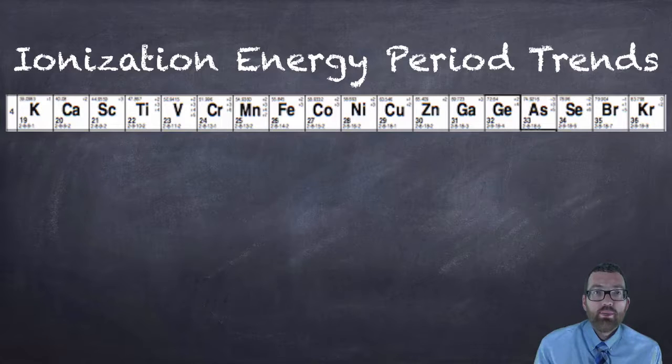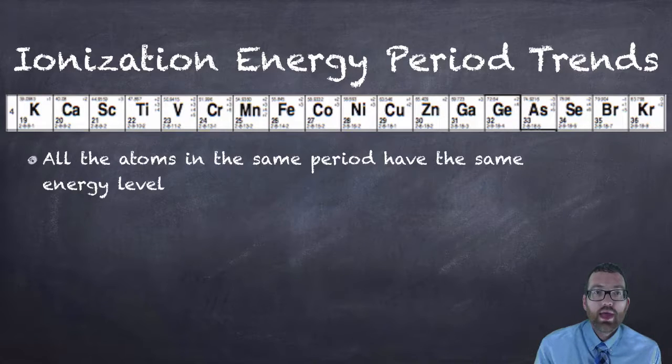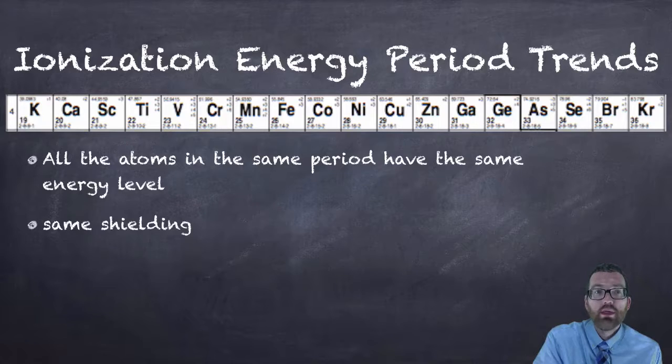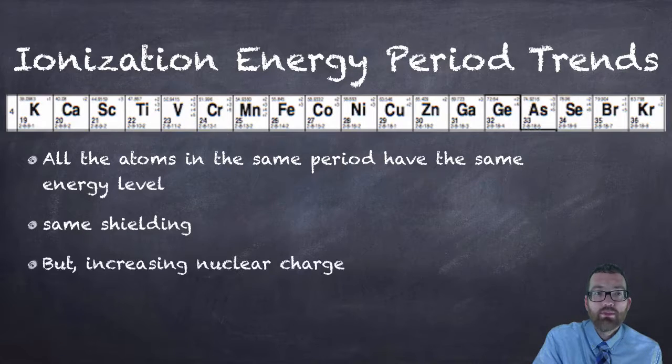Okay, so let's look at the period trends. So all the atoms are in the same period, so that means they have the same energy level. We're looking at period 4 here. So the atoms in period 4 have 4 shells. So that means they have the exact same amount of shielding.